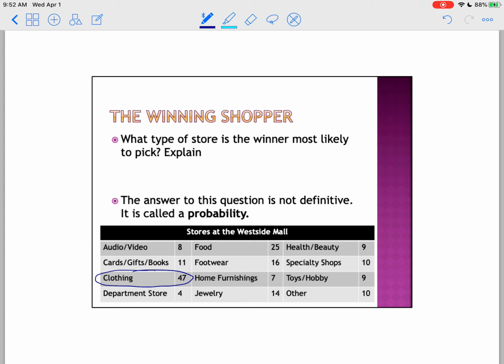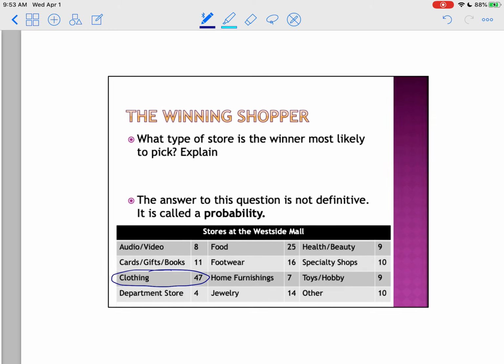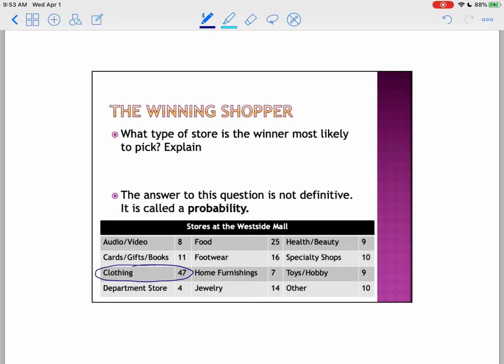Now, every store in the mall has an equal chance of being picked. There are 170 different stores, and each one has a 1/170th probability of being picked. But if we go by categories or types of stores, then clothing stores have a higher probability of being picked than any other type of store because there are more clothing stores than anything else. Now, just because there are 47 out of the 170 that are clothing stores, that doesn't mean that we are necessarily going to pick a clothing store.